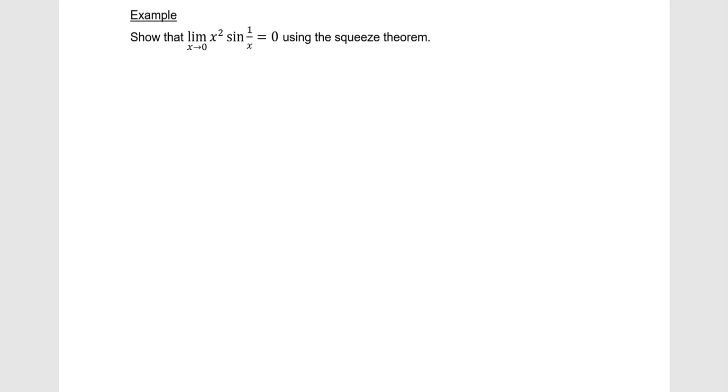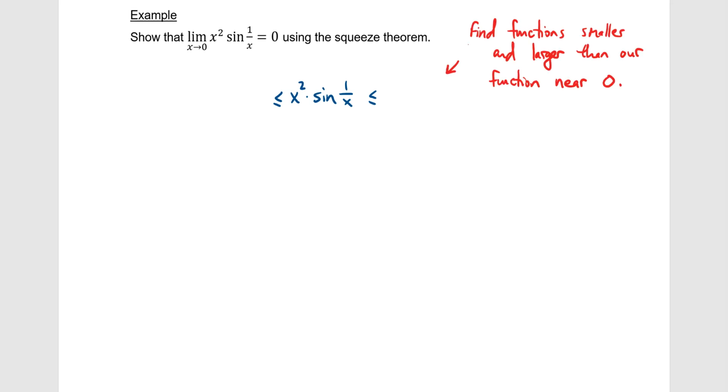Let's show that the limit of x squared sine of 1 over x as x goes to 0 equals 0 using the squeeze theorem. So what we have to do is set it up like this. Our function is x squared sine of 1 over x. We need to find a function smaller than our function and larger than our function. It doesn't have to be smaller and larger from negative infinity to infinity. It just has to be near 0 in this case because that is what x is approaching.